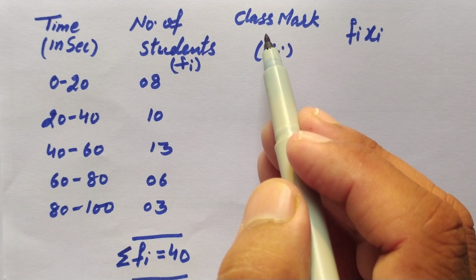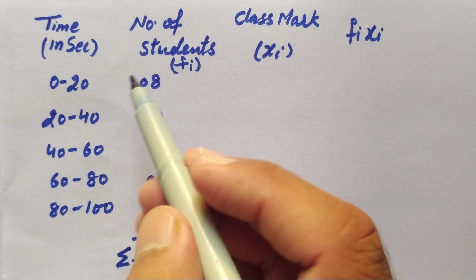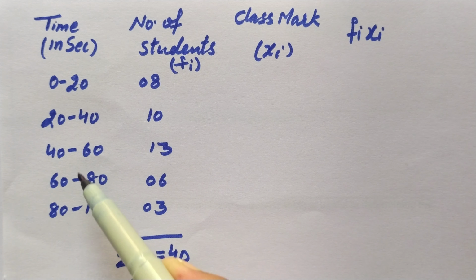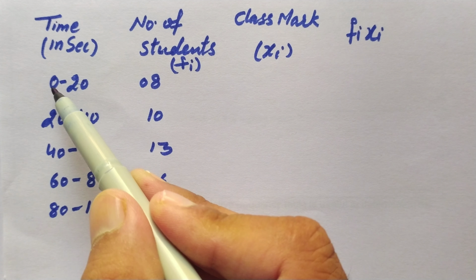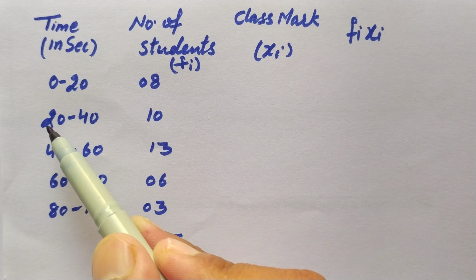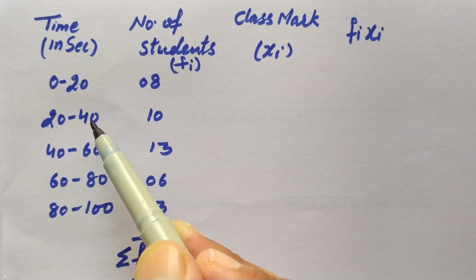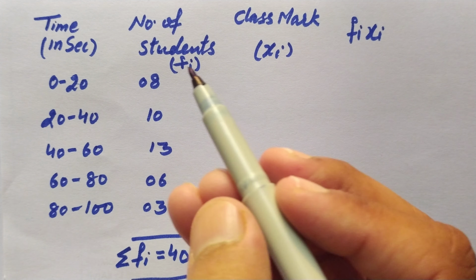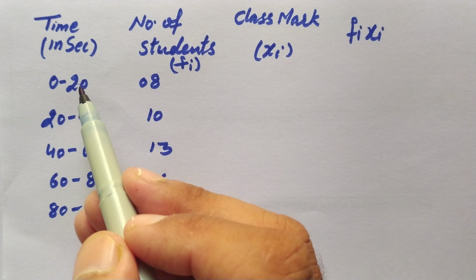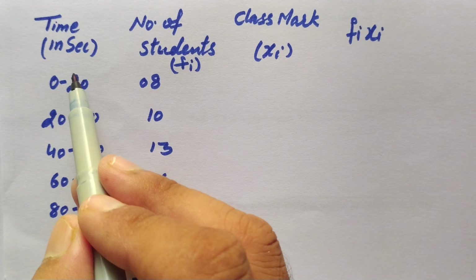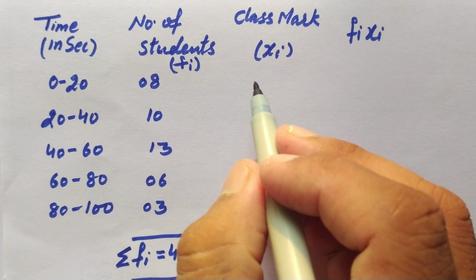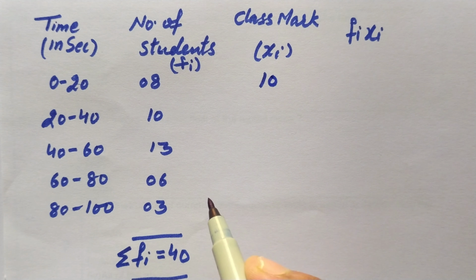And now we have to find out the class marks of each class interval. These are class intervals: first class interval, second, third, fourth, fifth class intervals. This is the lower limit of the first class interval, upper limit of the first class interval. This is the lower limit of the second class interval and upper limit of the second class interval, and so on. So class mark means the mid value of the class interval. How will we find the class mark? First of all, we add both the limits. 0 plus 20 is 20, then divide by 2. So 20 divided by 2 is 10. This is how we find the class mark.